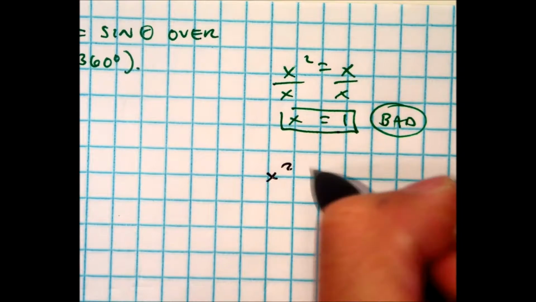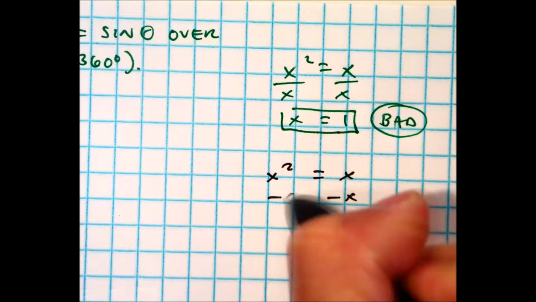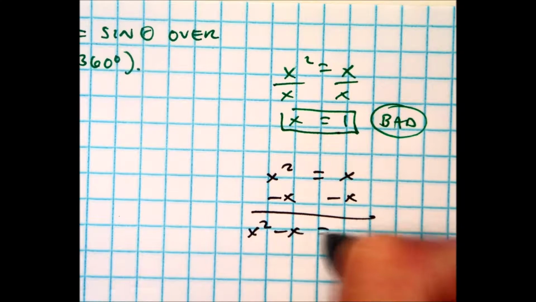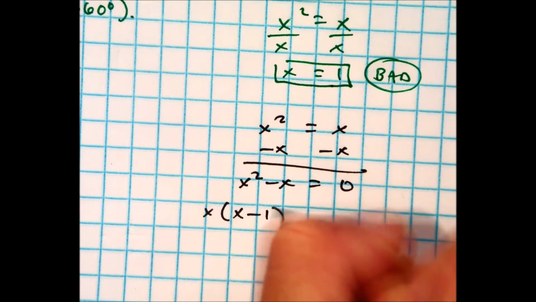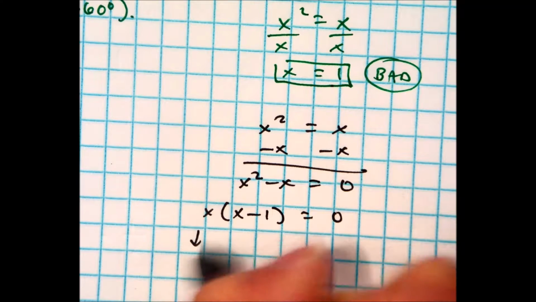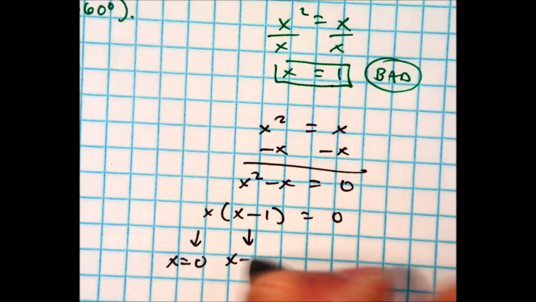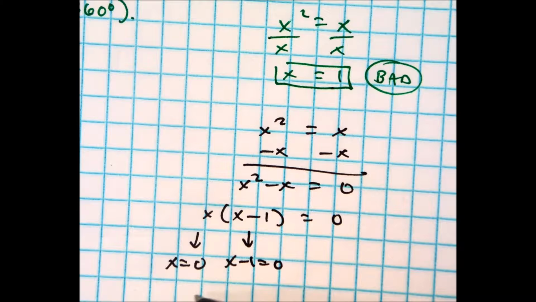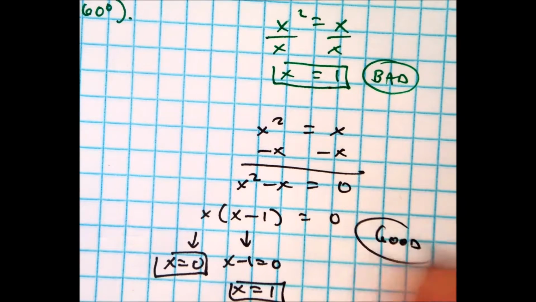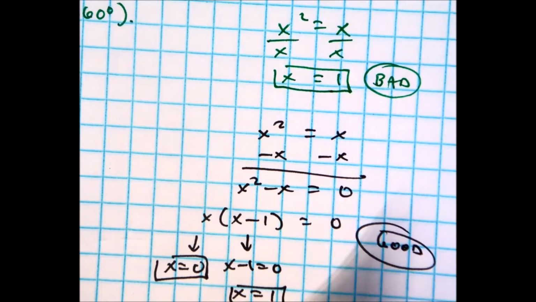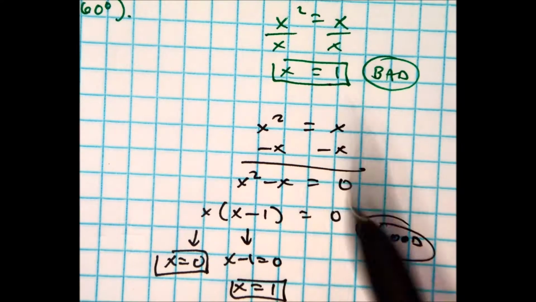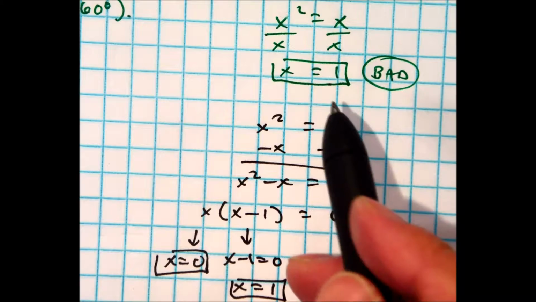If I did x squared equals x, and I subtracted x on both sides, I have x squared minus x equals 0. I can factor out an x as a GCF, apply the zero product rule, and I have x equals 0 as one solution, and x equals 1 as the next solution. So in this problem, we should have how many solutions, class? 2 solutions. So if you divided by x over here, that would have been bad because you eliminated a solution. Okay?